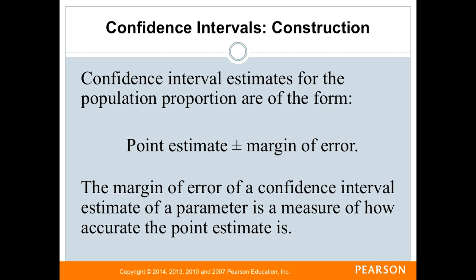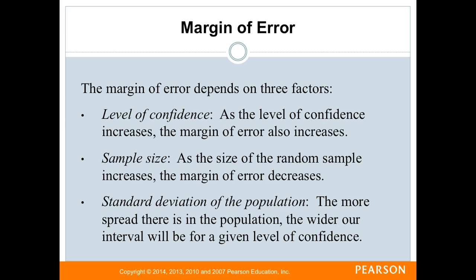So it involves basically three different things. It involves the level of confidence. So as we want higher and higher confidence, our margin of error is going to increase, okay? So if we want to be very, very confident, we're going to have a large margin of error in order to kind of make up for that.